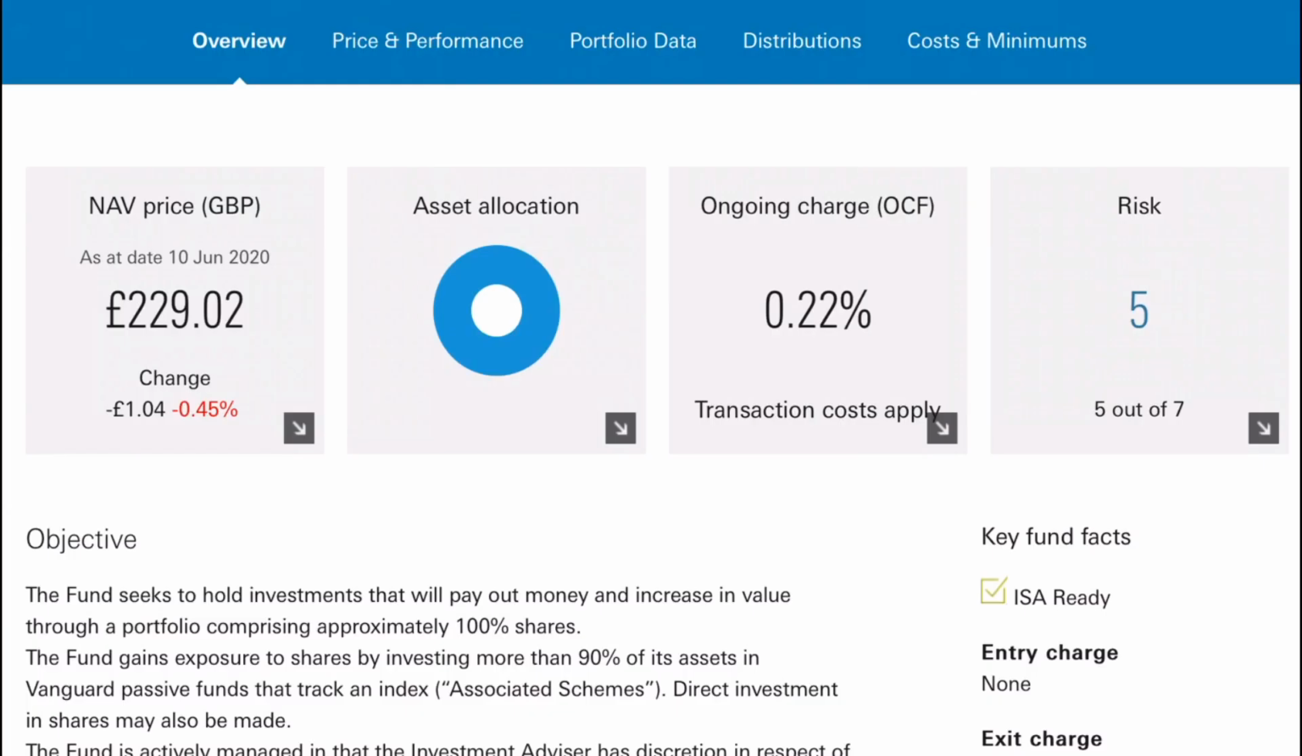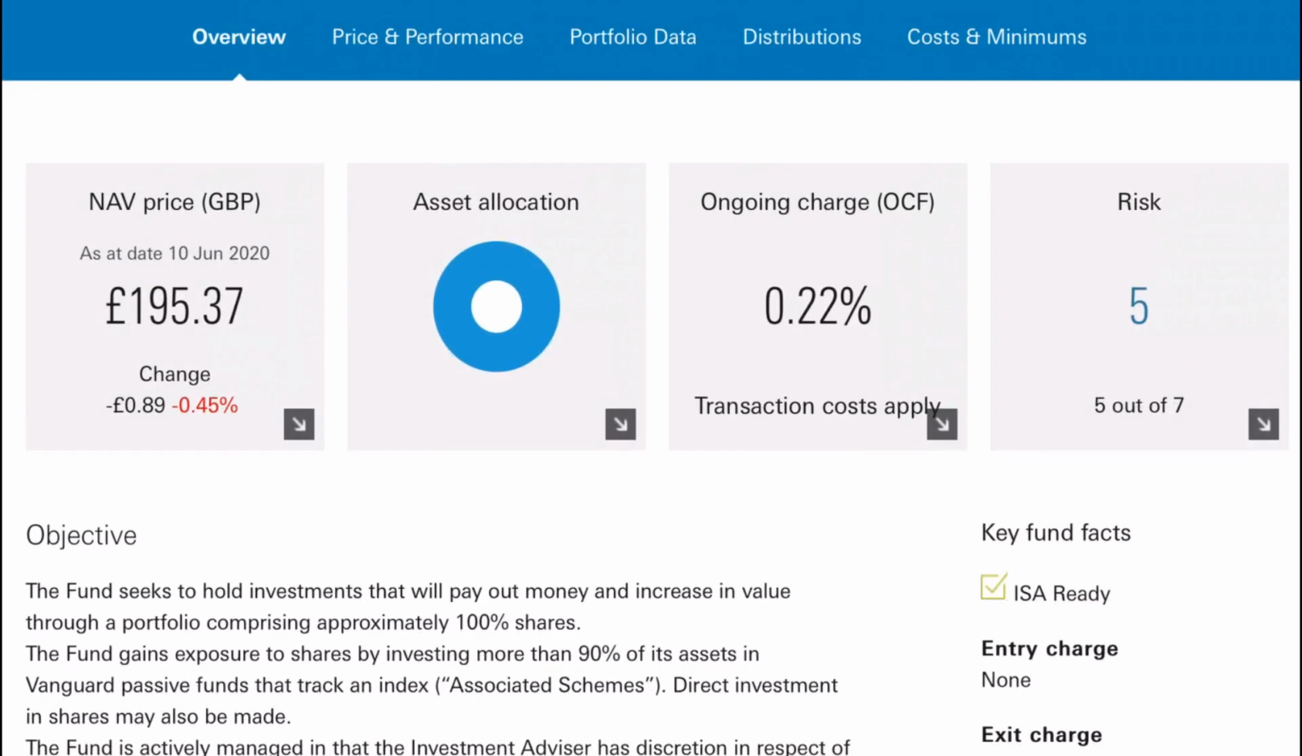So now we've cleared that up, let's have a look at the two life strategy variants, the accumulation and the income fund. Here we have Vanguard's Life Strategy 100 accumulation variant of the fund. You can see that at the time of filming, one unit of the fund is worth £229.02, with an ongoing charge of 0.22%. You can see that the asset allocation is obviously 100% towards equities, and the risk rating is 5 out of 7.